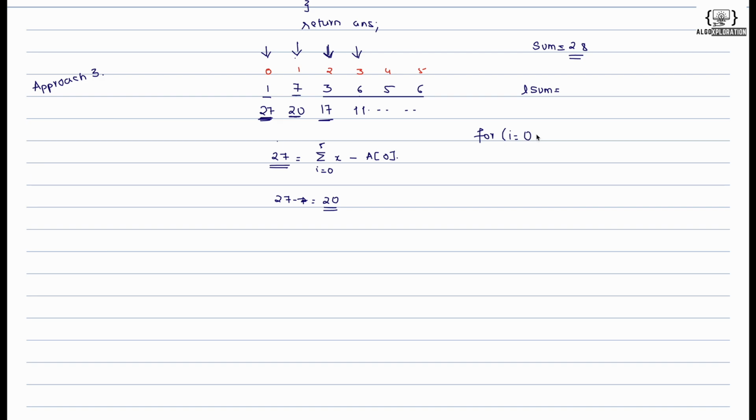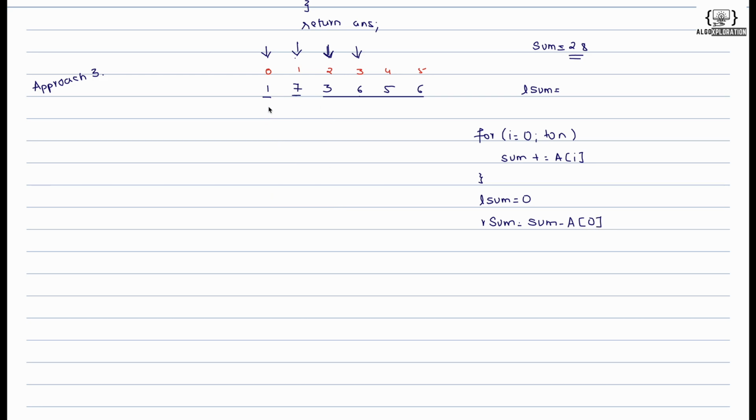For i running from 0 to n, to calculate the sum, sum plus equals a of i. Now my left sum will be 0 and my right sum will be actually 28, sum minus a of 0. My left sum is 0 and my right sum is 28 minus a of 0, that will be 27. Now here I'm going to see whether left sum is equal to right sum or not. If it is, then I'll simply return 0.